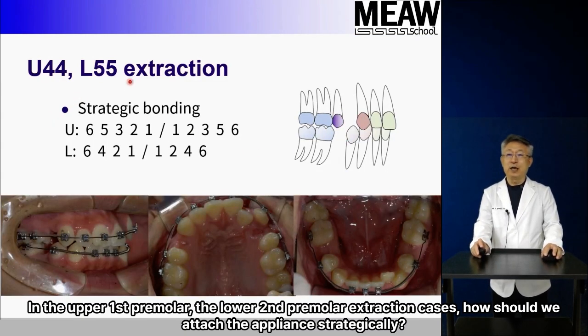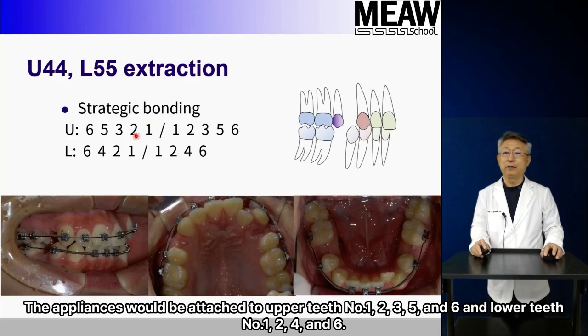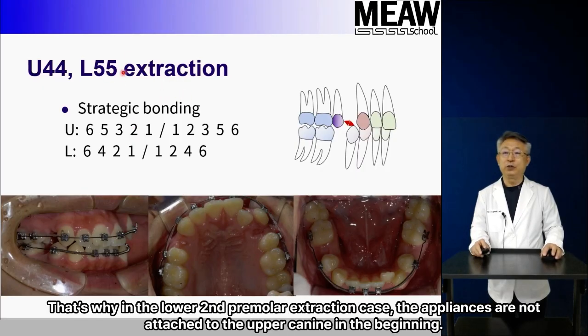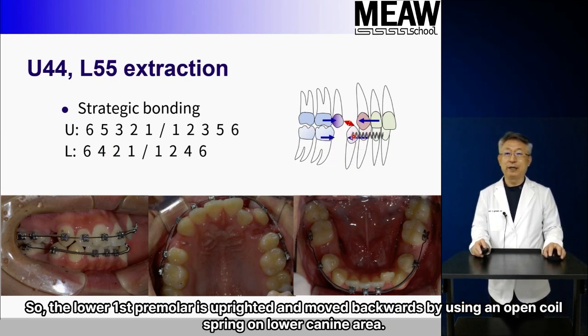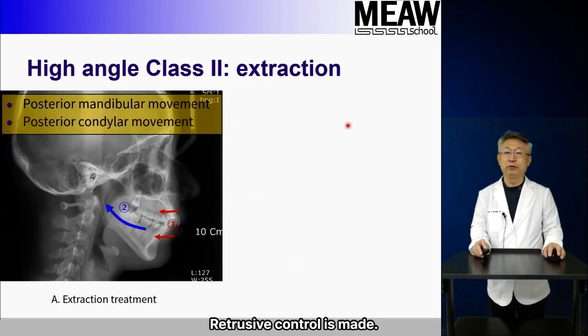In the upper first premolar, lower second premolar extraction cases, how should we attach the appliance strategically? The appliances would be attached to upper teeth numbers 1, 2, 3, 5, and 6, and lower teeth numbers 1, 2, 4, and 6. That's why in the lower second premolar extraction case, the appliances are not attached to the upper canine in the beginning. So, the lower first premolar is uprighted and moved backwards by using an open coil spring on the lower canine area. While doing that, the lower first premolar contacts the upper second premolar. Retrusive control is made.